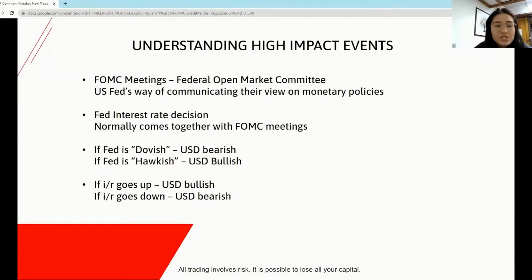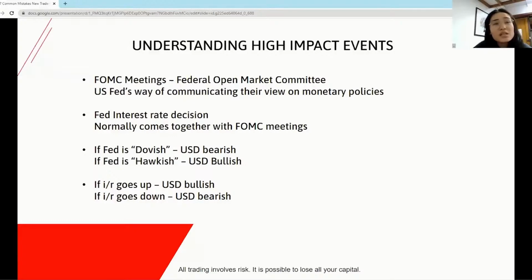I'm just going to briefly introduce some high impact events and what exactly they mean, because these are pretty common when you're looking at major events from all of those FX websites.